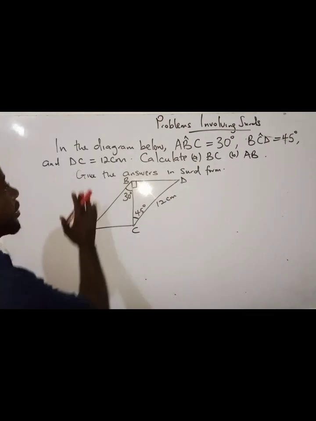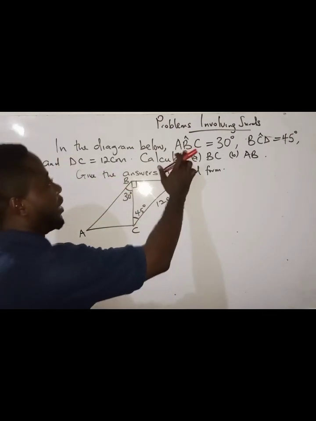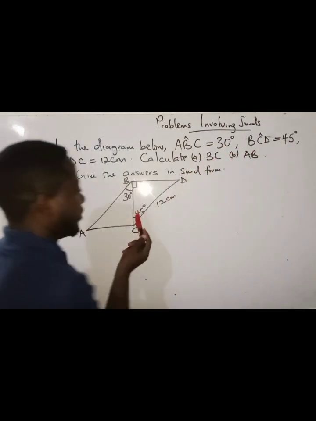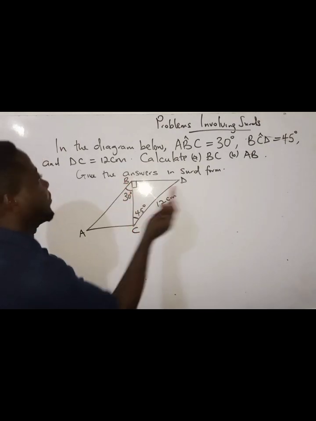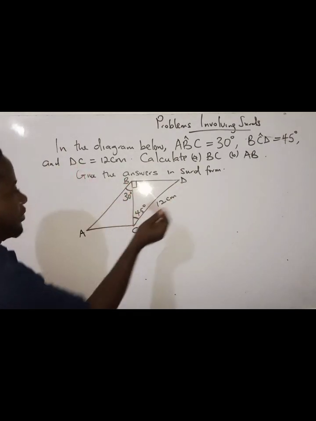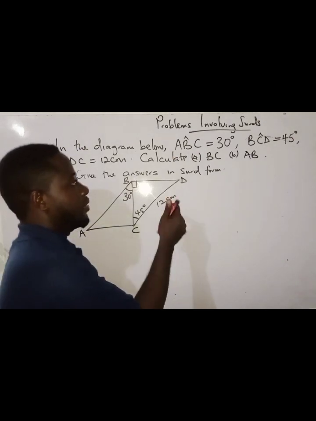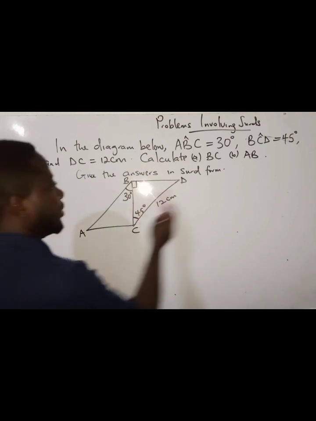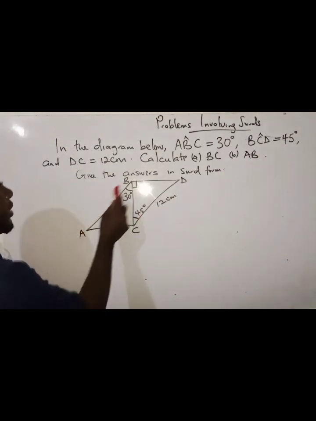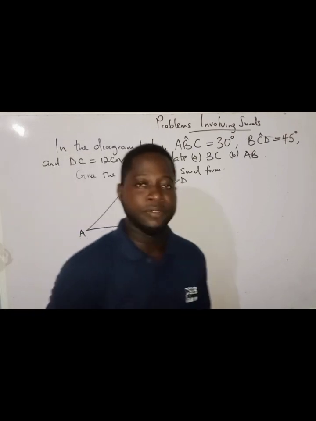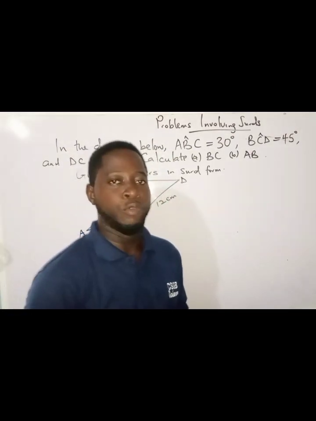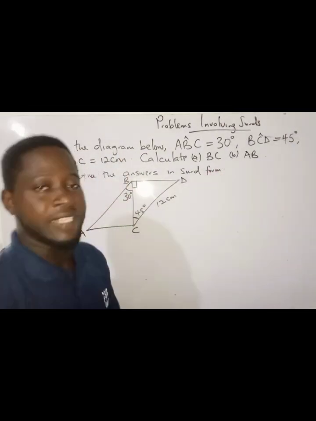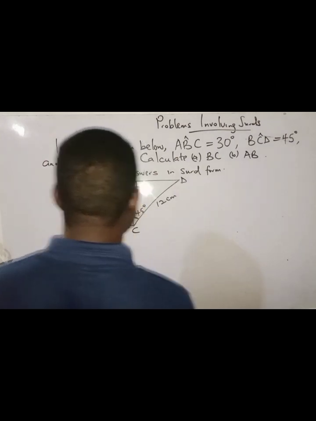In today's class, we want to continue with surds, and we are going to look at problems involving surds. The first example says, in the diagram below, angle ABC equals 30 degrees. Angle BCD equals 45 degrees, and side DC equals 12 centimeters. Calculate BC, and also calculate side AB. Give the answers in surd form. This simply means that we should solve this question in surd form and leave your final answer in surd form. So let's get started.